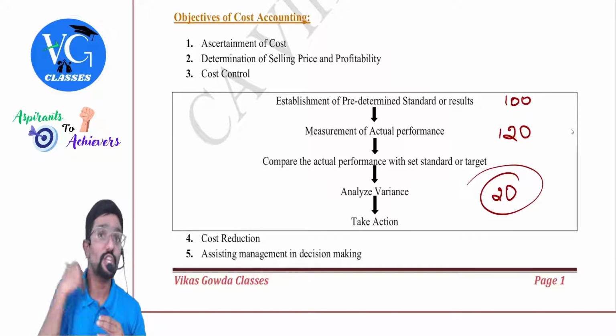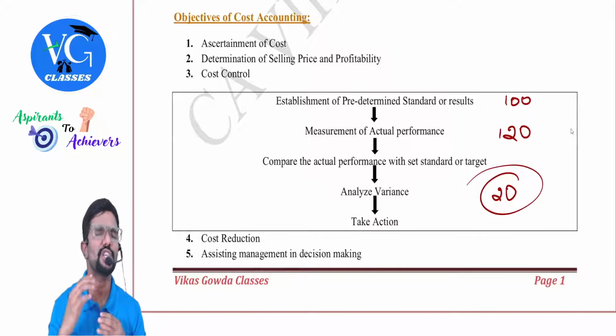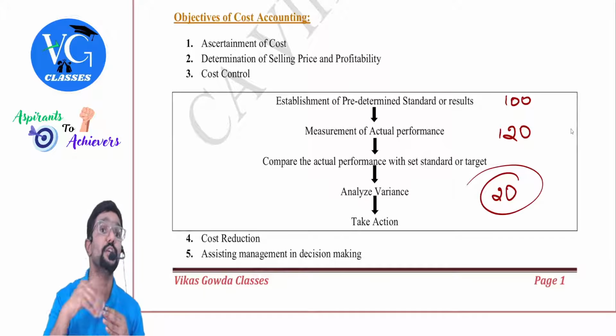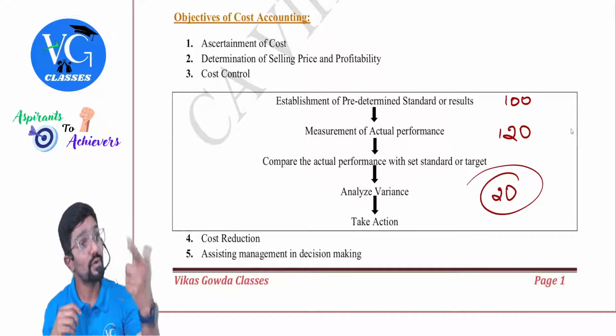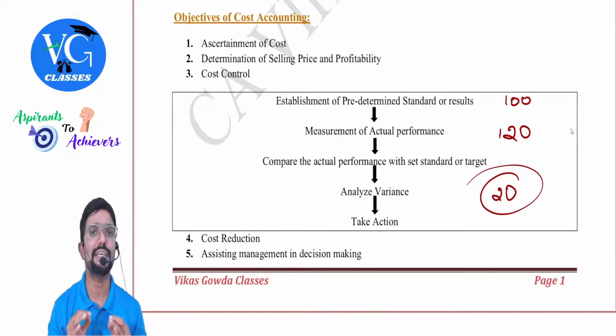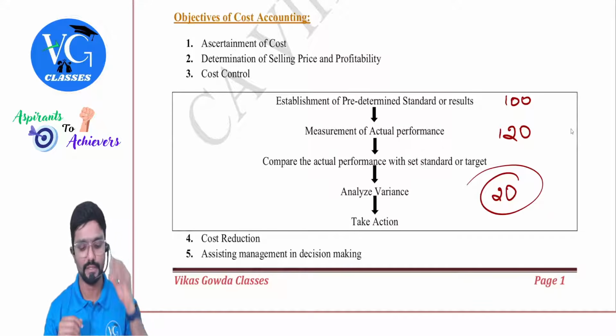Favorable means when your actual cost is less than standard cost, we call it favorable because that will lead to additional profit. Whereas if your actual cost is more than your standard cost, we call it unfavorable or adverse variance because that will result in lower profits. Got it? Yes, sir.